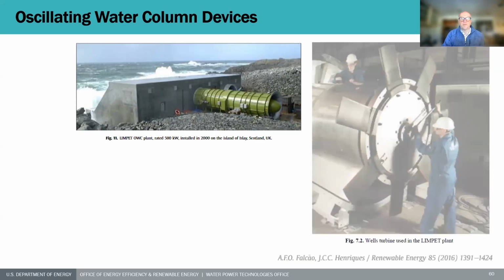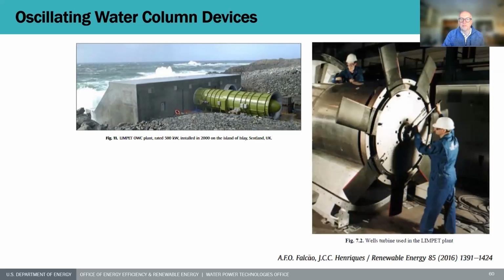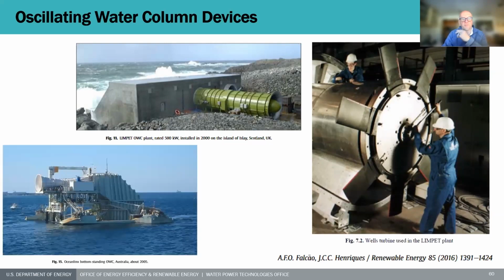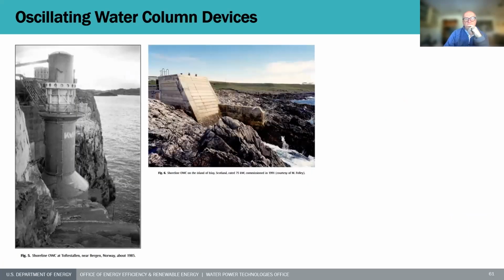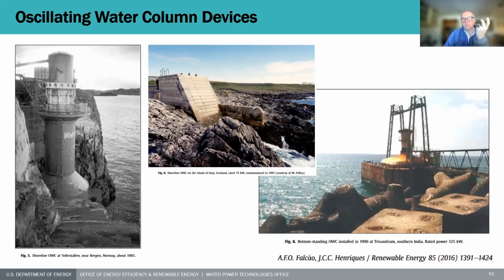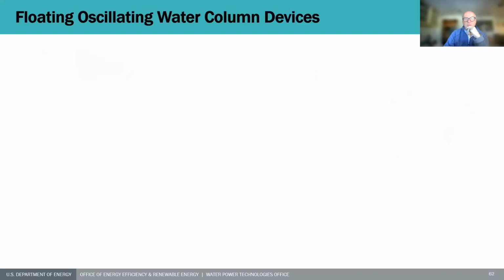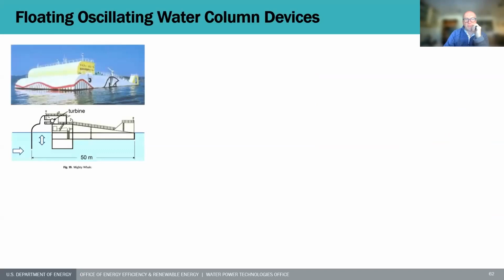Here's a Scottish device. Here's the turbine internally, quite sizable, maybe larger than you might have expected. There is a device in Australia, 2005. We have a Norwegian technology in the 80s. We have another Scottish test site, which provided a lot of learning. And we've also had a lot of activity in India. Then we can go to floating oscillating water columns. In Japan, we've had the Mighty Whale, 50 meters long, a floating oscillating water column.